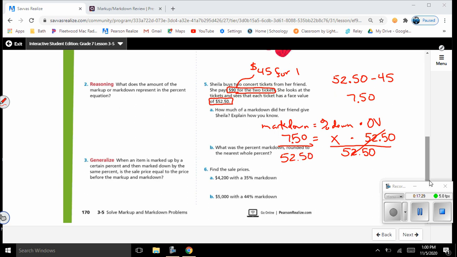So if I take 7.5 divided by 52.5, my result should be, ooh, that's ugly, somewhere in the neighborhood of about 14%, okay? So 0.142857, blah, blah, blah, so it's about 14% would be my markdown, okay? Part B says, what was the percent markdown to the nearest whole percent? I guess that's already answered, so that's the percent markdown to the nearest whole percent. How much of a markdown did you receive? That question would have been the $52.50 minus the 45, which would have been my $7.50. Okay?